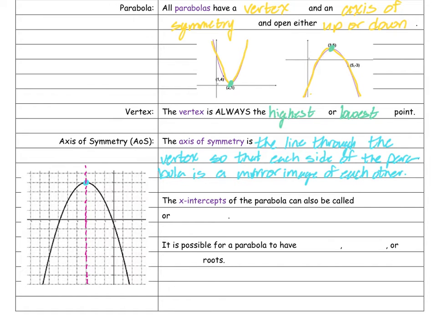through the vertex. So let's add that in there. The vertical, let's add this right in here and say vertical. Vertical line through the vertex, so each side of the parabola is a mirror image of each other. Okay?